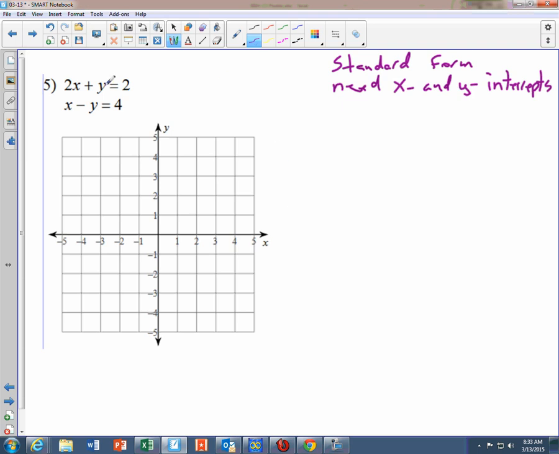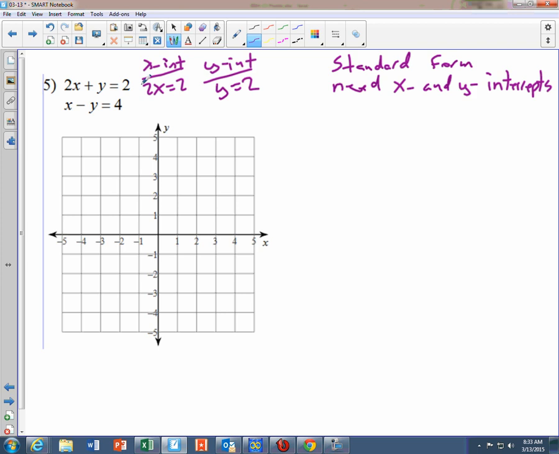Okay, so let's do the first one. What is the equation for the x-intercept? Well, let me write this down first. X-intercept, y-intercept. Looking at this first one, what is the equation for the x-intercept? 2x equals 2. What dropped out when I'm doing the x-intercept? The y. What is the equation for the y-intercept? Y equals 2.